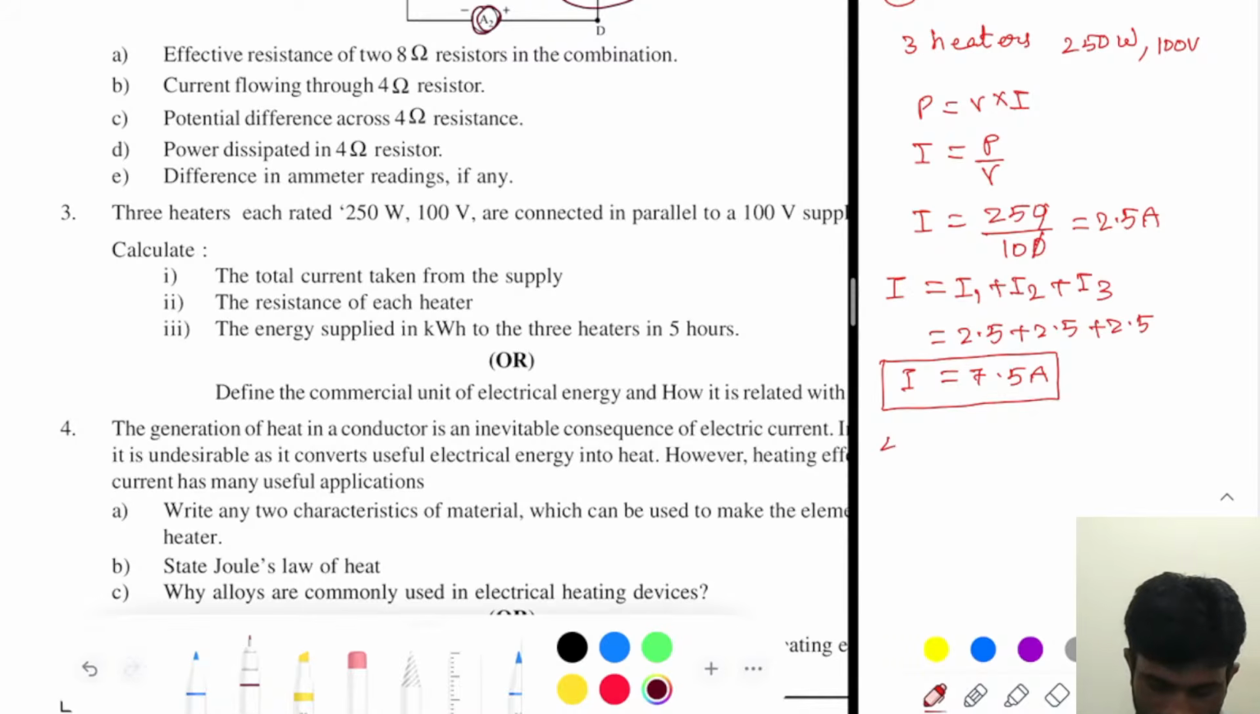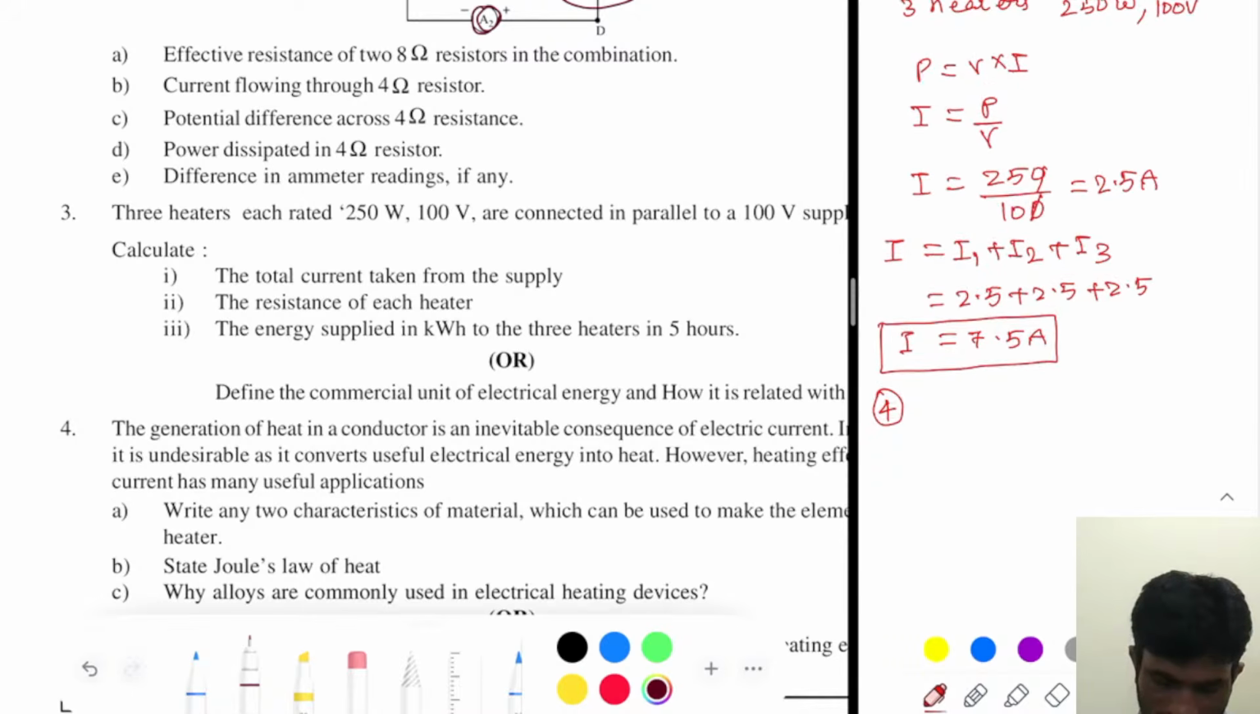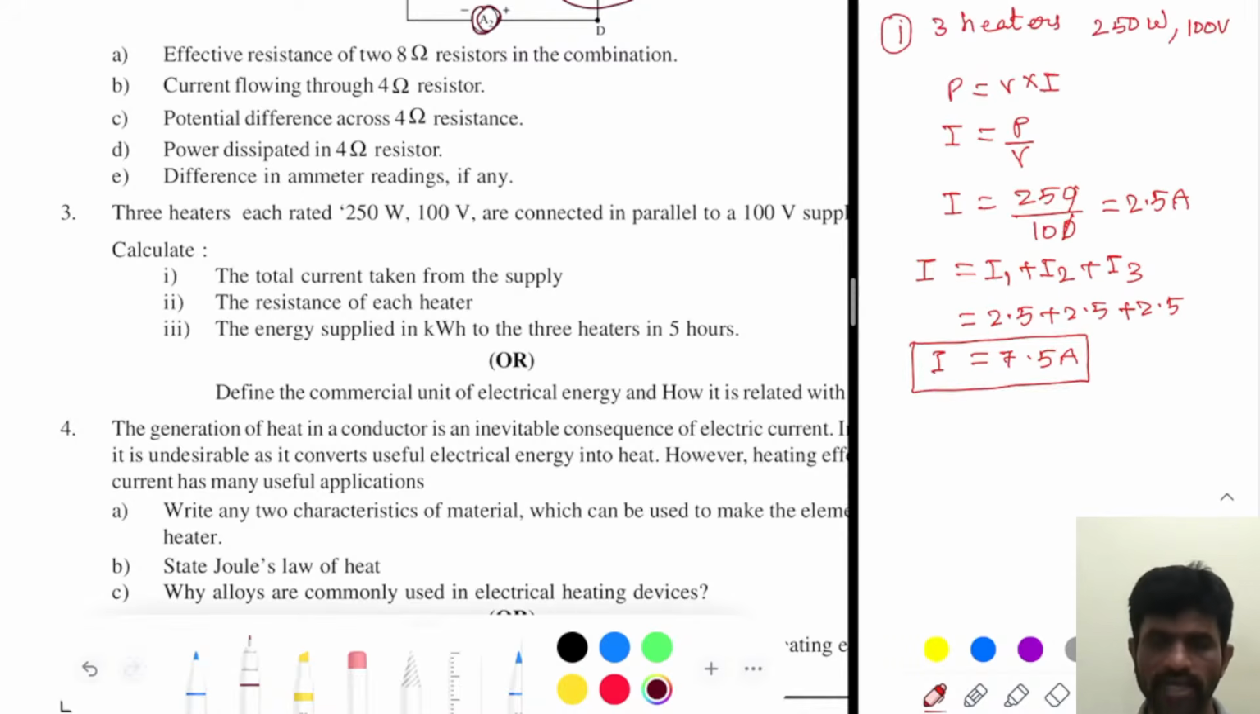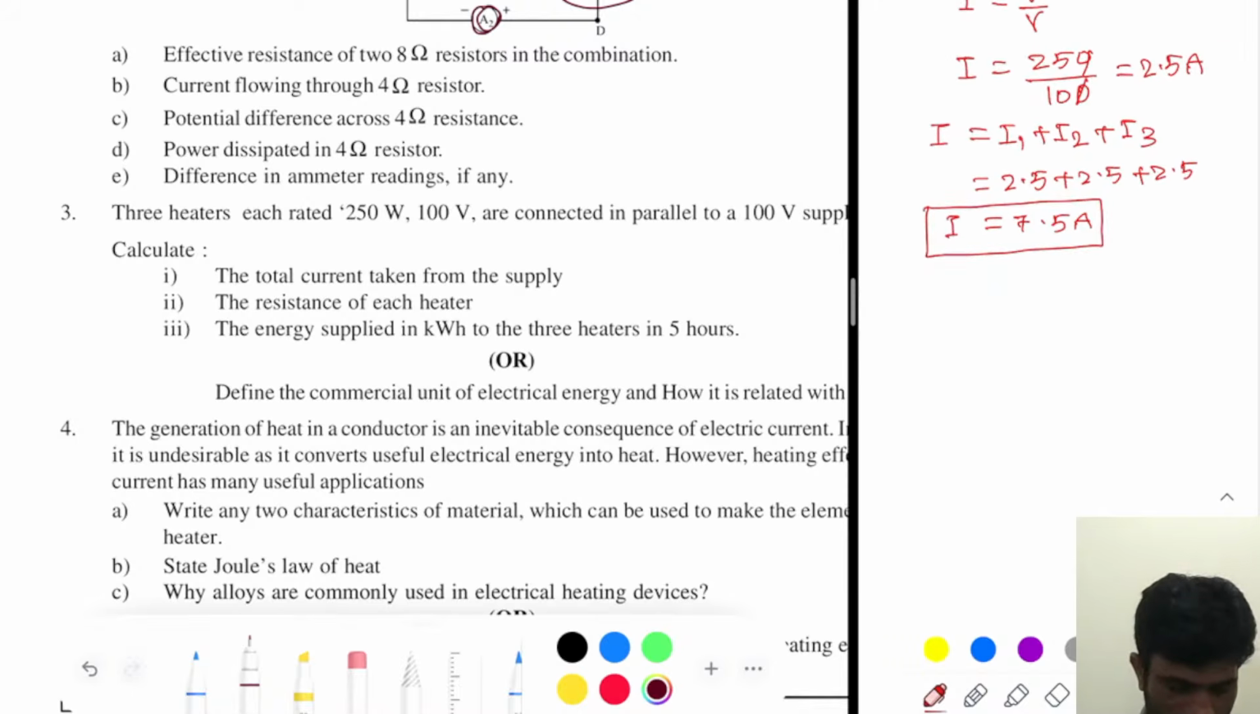Next, in this, the first question was: what is the total current? How do we find total current? Find the current across one heater and take that 3 times. Then current across 3 heaters will be 2.5 plus 2.5 plus 2.5, which is 7.5. 3 heaters.